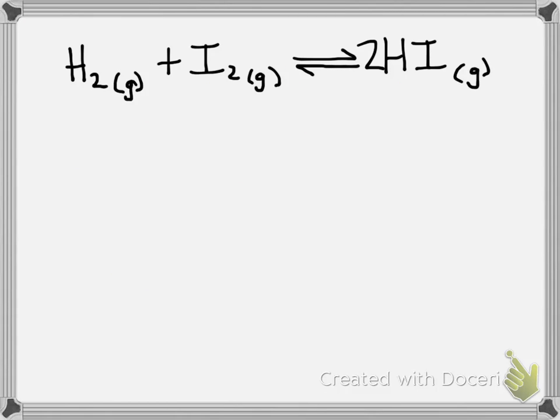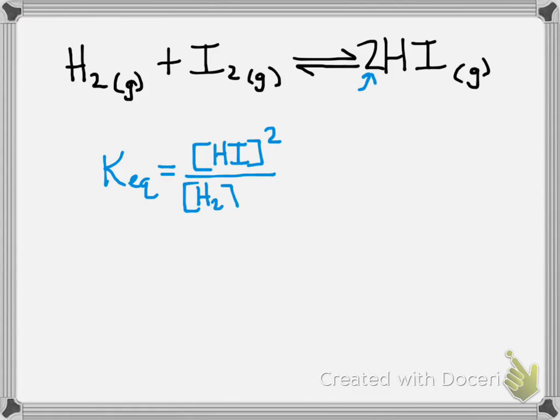So if I asked you to write the equilibrium expression for this equation, it's pretty straightforward. You'd start out by writing KEQ, which stands for the equilibrium constant, and that constant is determined by the concentration of the products, in this case there's only one, raised to the coefficient, so in this case we're going to square it because there's a coefficient of 2 in front of HI. And then the denominator, we take the concentration of hydrogen, there's no exponent because there's just a 1 in front of hydrogen, and then the same for iodine.